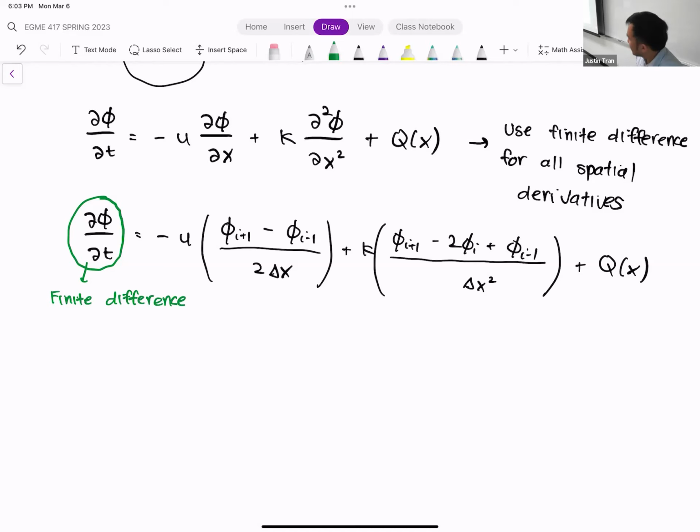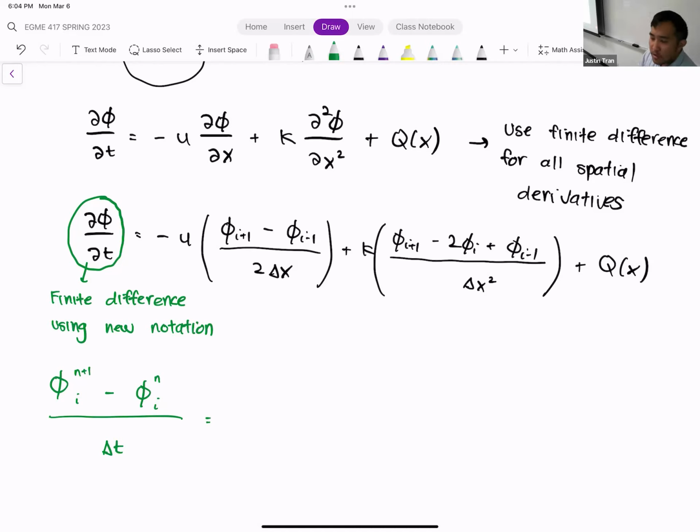Okay. The difference here is that, because this is a derivative in time, not in space, we need to make sure we handle this derivative using our brand new notation. Okay. And so the finite difference approximation of partial phi partial t is going to be phi at n plus 1 at i minus phi at n at i, divided by delta t. Okay.